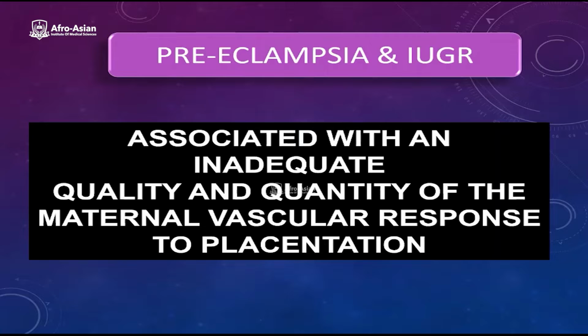Preeclampsia and IUGR are associated with an inadequate quality and quantity of the maternal vascular response to placentation. So when the placenta is in demand of vascularity, the proper quantity of blood and the required quality of blood is not being supplied by the maternal vascular system, which can result in inadequacy and then end up in preeclampsia, which can lead to a few abnormalities, and the top of the list is IUGR.